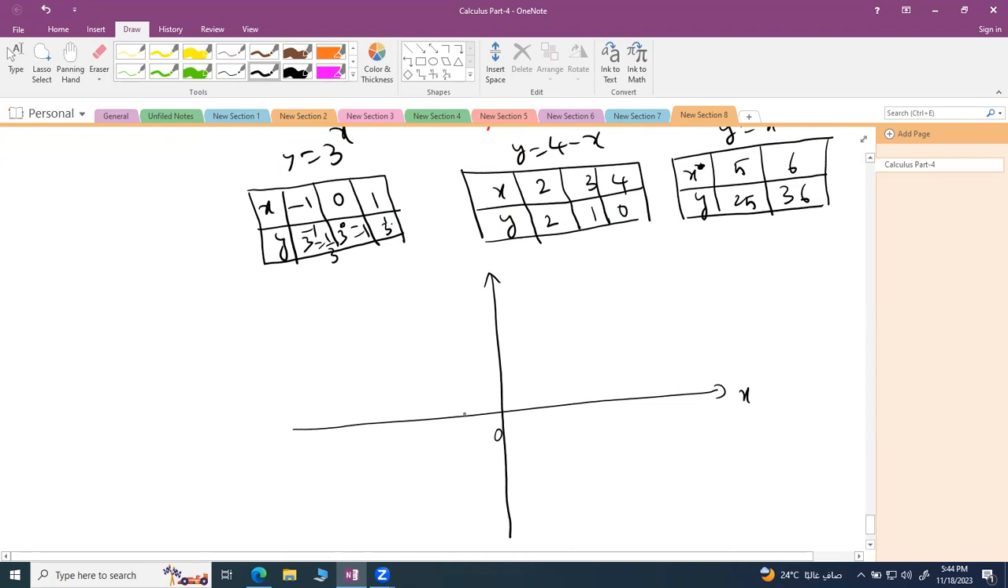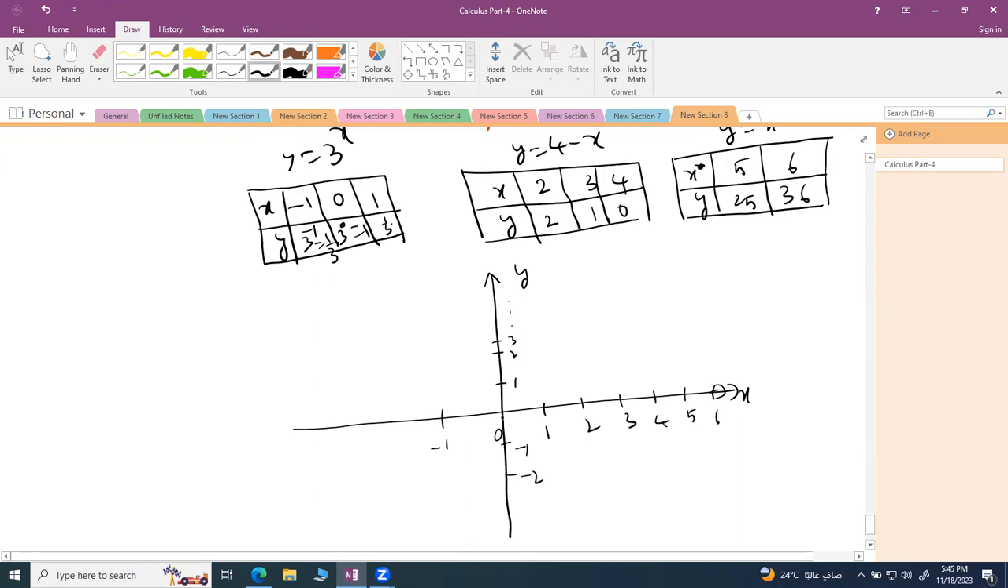This is 0. First one, less than 1. This is minus 1, 0, 1, 1, 2, 3, 4, 5, 6. This is y. This is 1, 2, 3, and so on. So this is minus 1, this is minus 2.